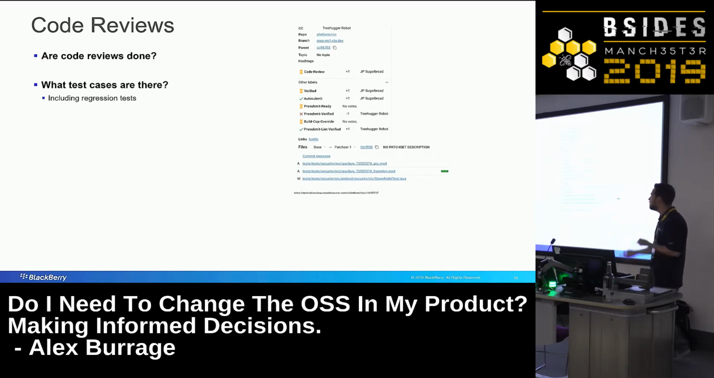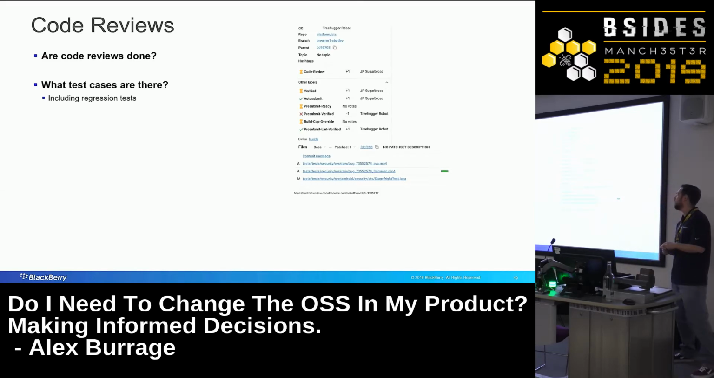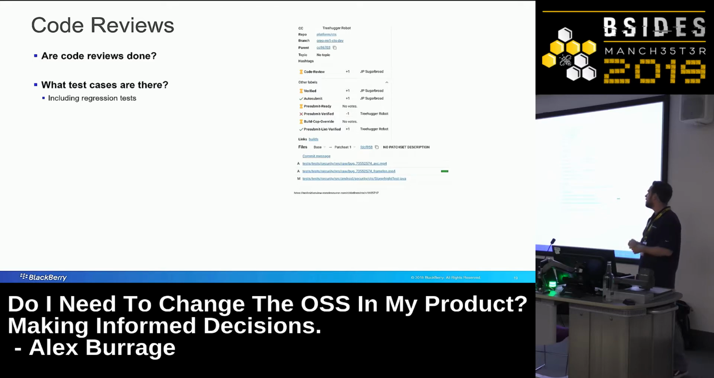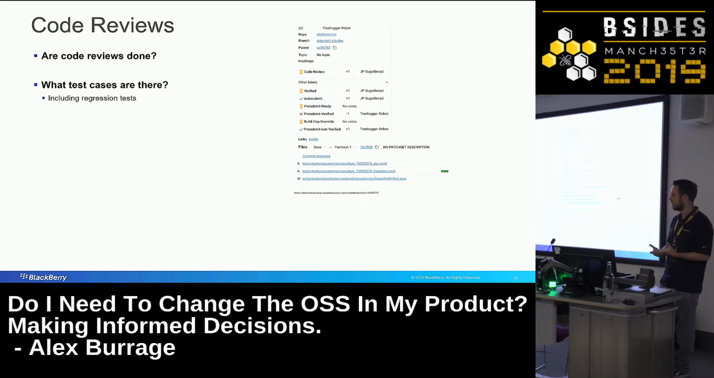So I mentioned a couple of times about code reviews. Are code reviews done? Like, when people make check-ins, is there a gatekeeping system? Do they have to be +1? What regression tests are there? Do you have to check in a unit test when you check in some new code? Do you have to have a certain level of code coverage before it's accepted? All this kind of gatekeeping and code reviews give us an idea of the quality of the library and of the maturity of that library.